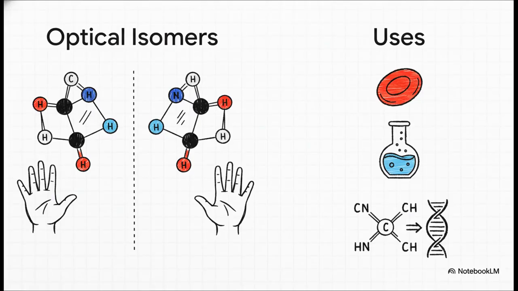And it doesn't stop there. You also have optical isomers. These are mirror images of each other that you just can't stack perfectly on top of one another, kind of like your left and right hand. And look, this isn't just some abstract textbook concept. This chemistry is critical. It's how hemoglobin works, and it's the basis for powerful anti-cancer drugs like cisplatin.